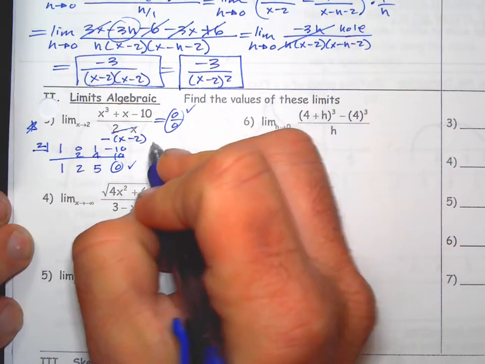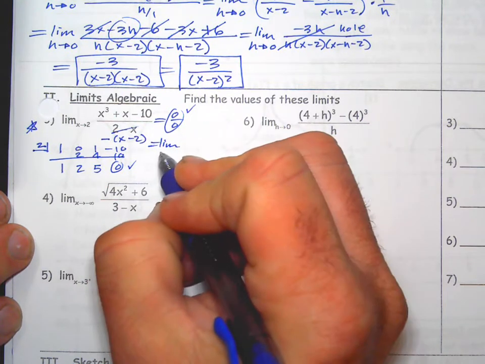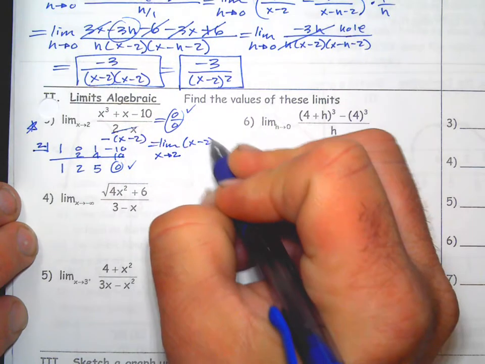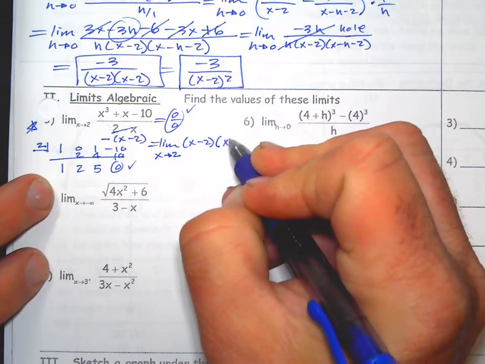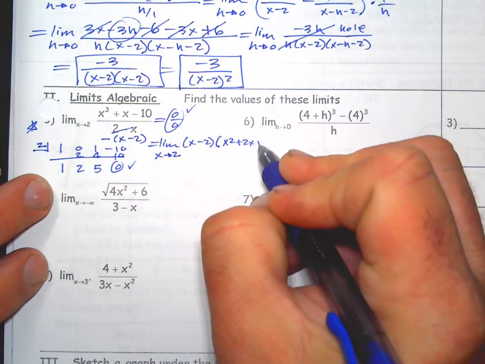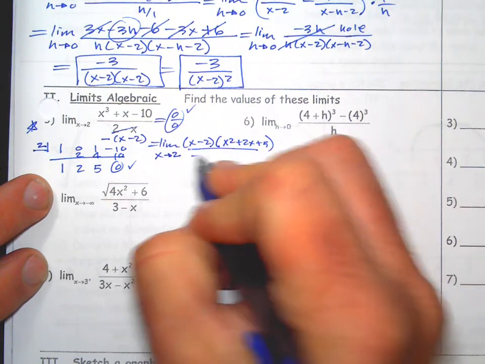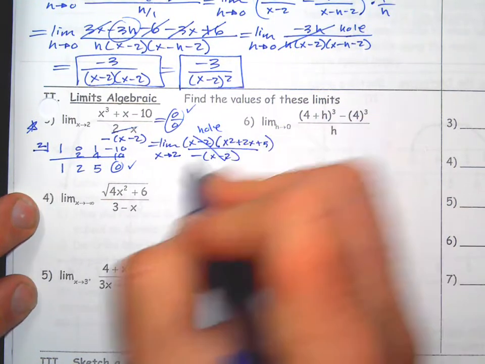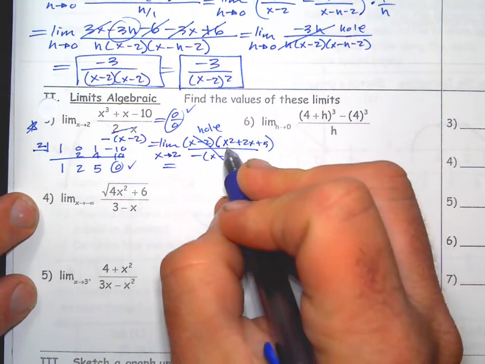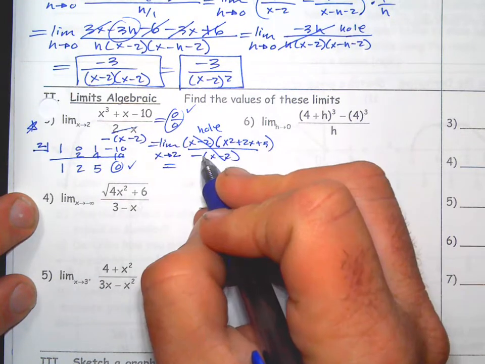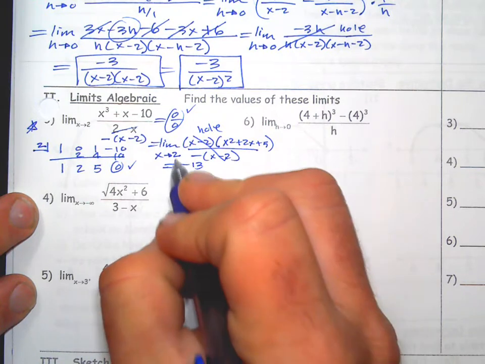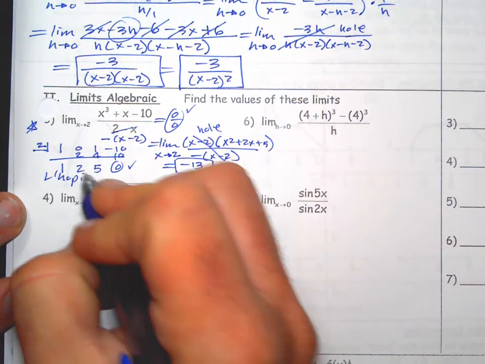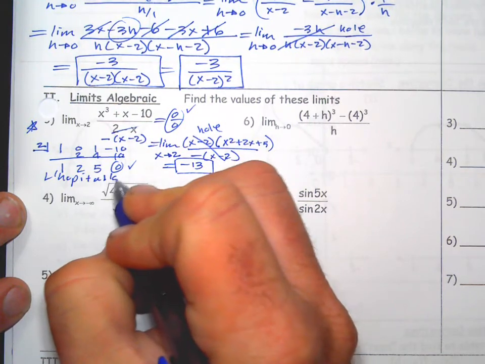So this is now the limit as x approaches 2 of (x minus 2) times (x squared plus 2x plus 5) over negative (x minus 2). And there's the hole, it cancels out. Plug 2 back in, you're going to get 4 plus 4 is 8 plus 5 is 13, divided by negative 1. Now, L'Hopital's rule, I would ask you to do a problem like this 2 ways on your test.